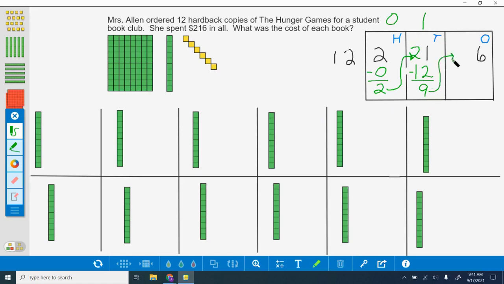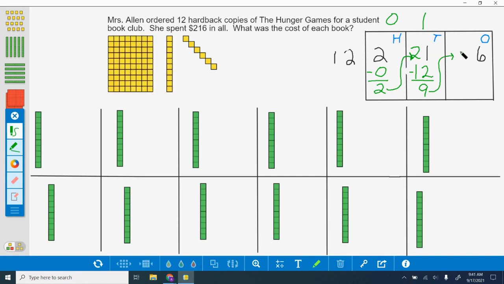Now let's think about that. How are we going to regroup? Well, we've got these tens and we need to regroup them into ones. So let's do that. How many tens did we have? We had 9 tens, and we've regrouped all 9 tens into ones. So let's count how many we have here. 10, 20, 30, 40, 50, 60, 70, 80, 90. We have regrouped these 9 tens into 90 ones.